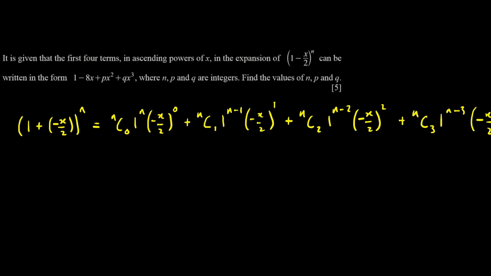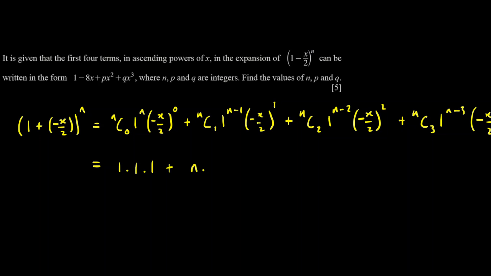Now what I'm going to do is very slowly simplify all of this. So nC0 is 1. 1 to the power of n is 1. And negative x upon 2 to the power of 0 is 1, because anything to the power of 0 is 1. Now, nC1 is equal to n. That's something that you should know. If you don't know, just try to do it on your calculator.